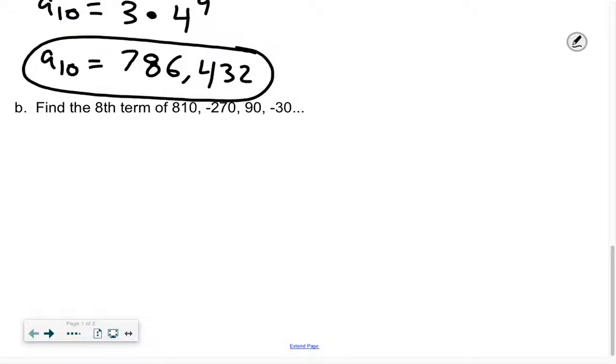Let's do one more. Very similar. We're going to find the 8th term of 810, negative 270, 90, and negative 30. Again, the first question we're going to ask ourselves is, do we know the common ratio? Yes, very good. It's negative 1/3. You're always multiplying, you're never dividing. So how do we get to the next one? Well, we multiply by negative 1/3.